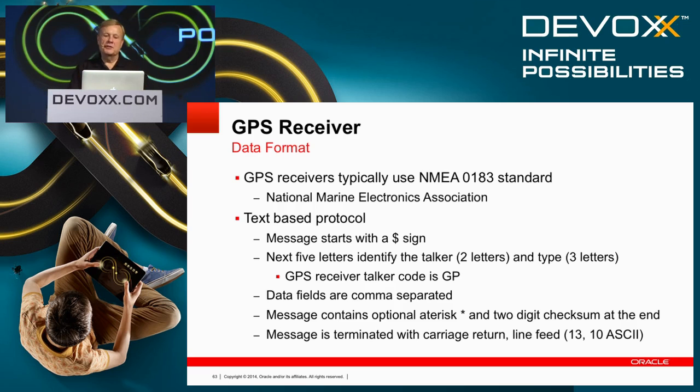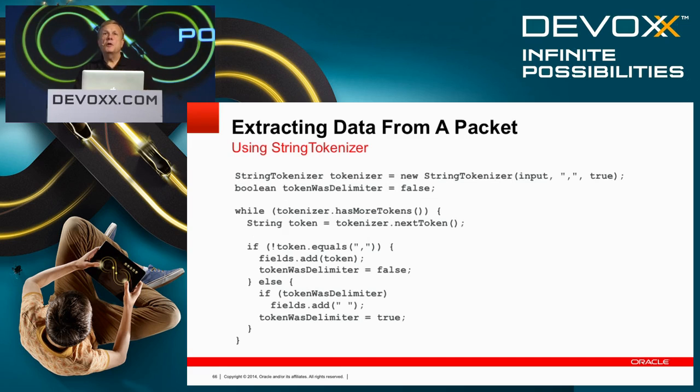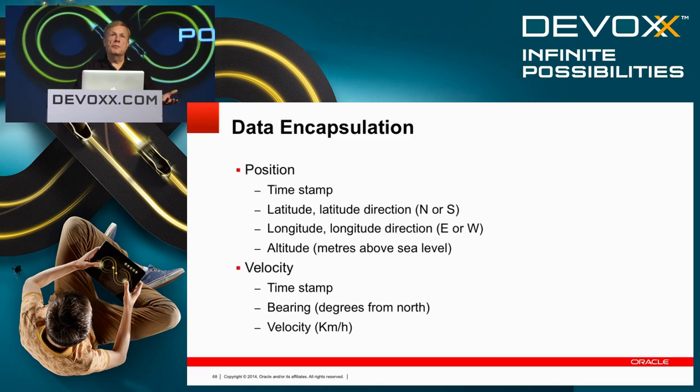All the messages start with a $, then GP, that's the talker code, and then 3 more characters that mean this is either position or velocity. So we have these different data packets, and then you need to parse them. You could use a string tokenizer, or roll your own CSV extractor where you're pulling out tokens between commas. Then we need to remember data encapsulation, where we put the data in maybe a position object or a velocity object. Those are considerations when we write programs that read these GPS devices and then write the data to some storage.